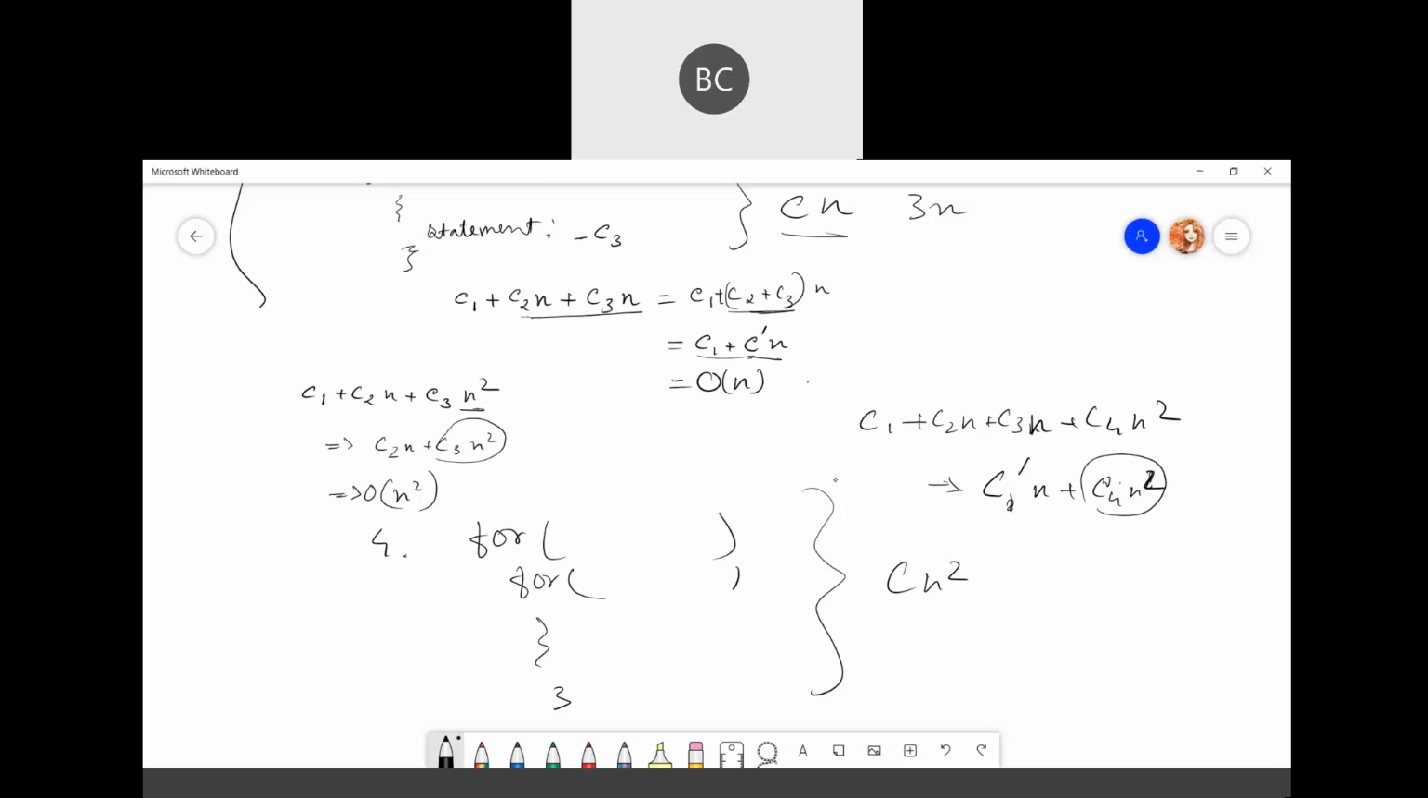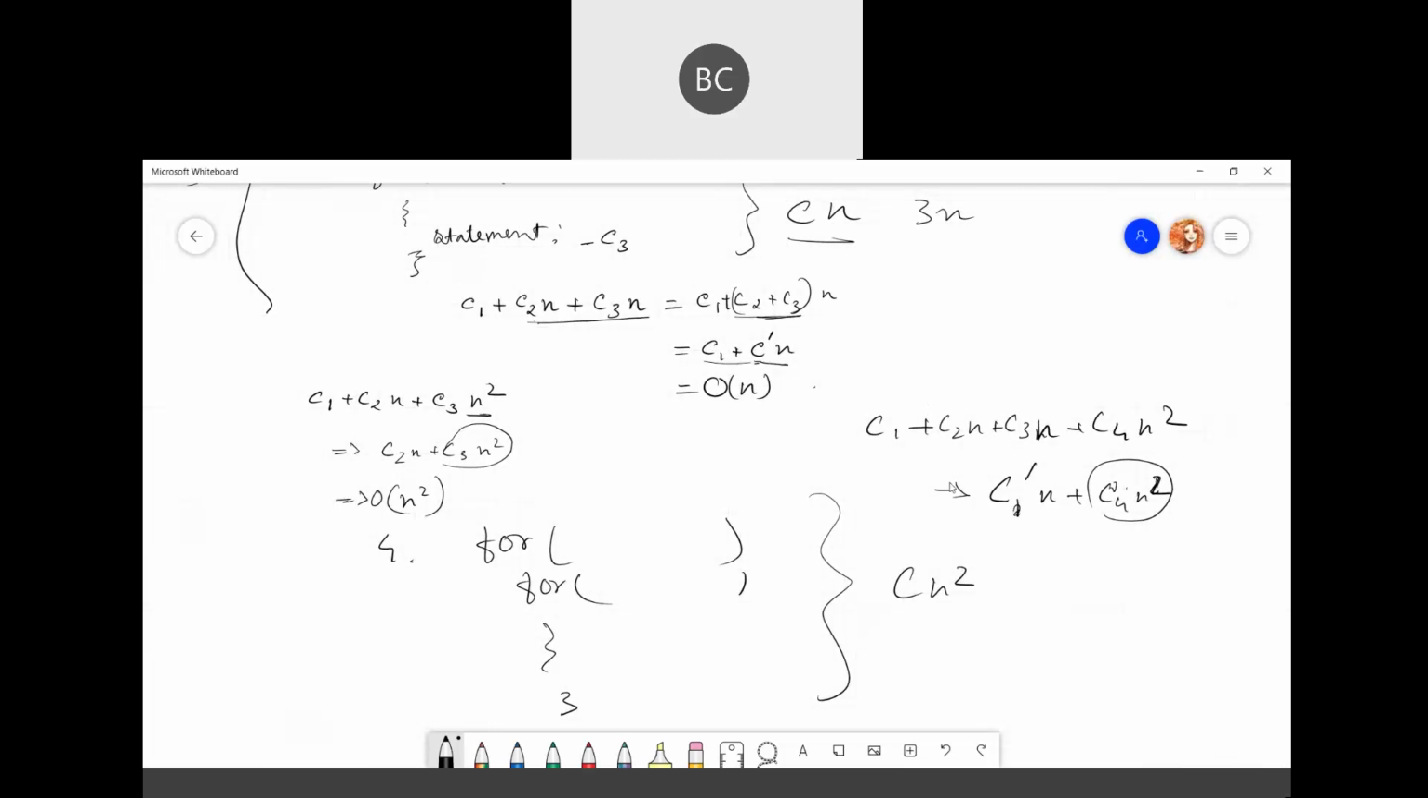Okay, so most of the time, whenever you see there is a for loop inside your program, it is mostly O(n). If you see there is a nested loop inside your program, most of the time the complexity is simply O(n) square. Is this clear?